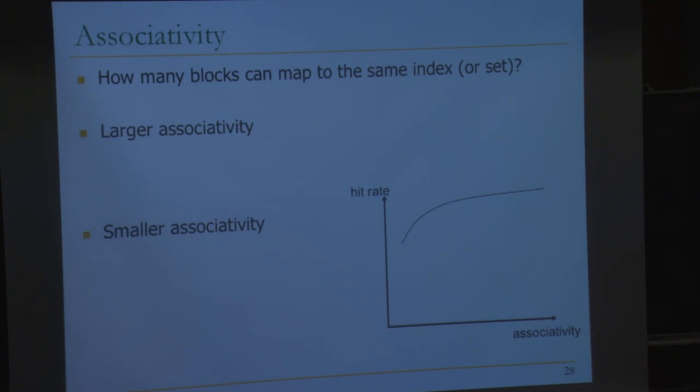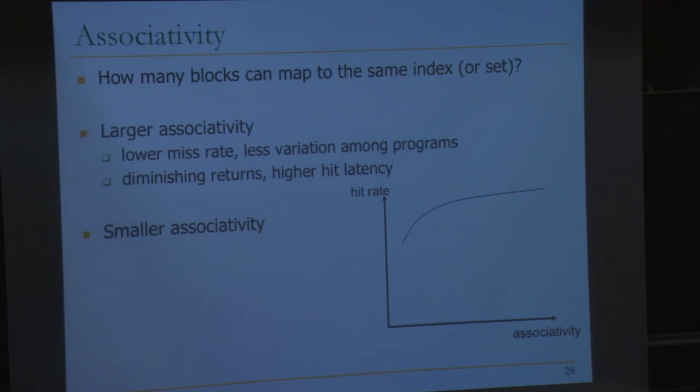I'll go very quickly. But if you have larger associativity, usually you get a better hit rate, but at some point your performance diminishes. And you can come up with access patterns where this is different. You get a lower miss rate. And larger associativity enables less variation among programs. If you're designing a general purpose processor, some programs will demand that associativity and some won't. So you get better performance on average with larger associativity. The downside is you get higher hit latency. Right? Smaller associativity is lower cost and lower hit latency. And this is especially important for L1 caches, as we've discussed.